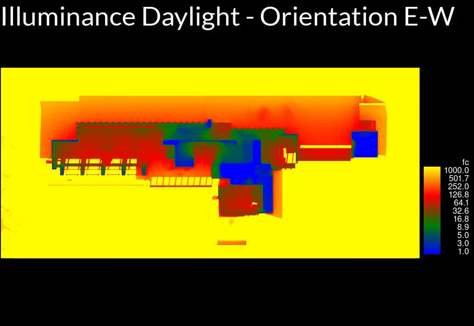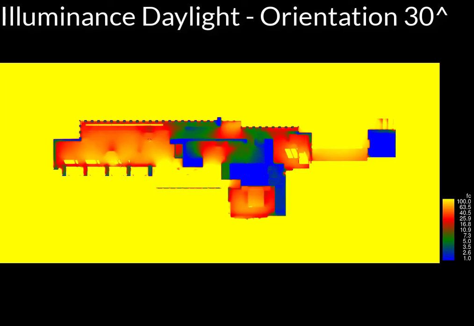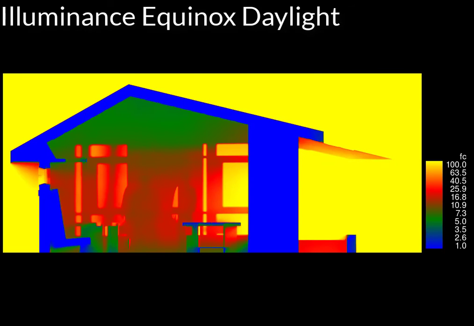So here what I've got is if the orientation were just east-west, we'd get these results. If the building was turned 30 degrees, we get obviously different results. So we can change a variable and then get different results from a study.